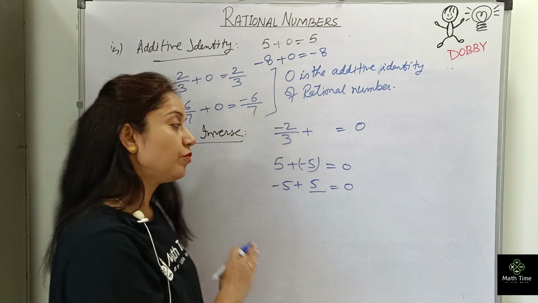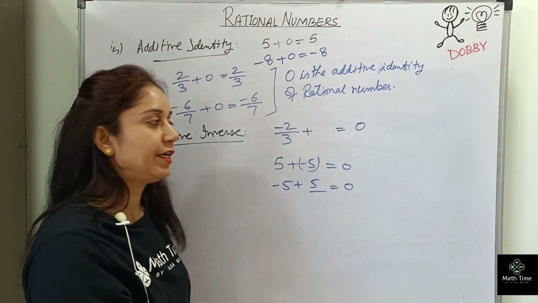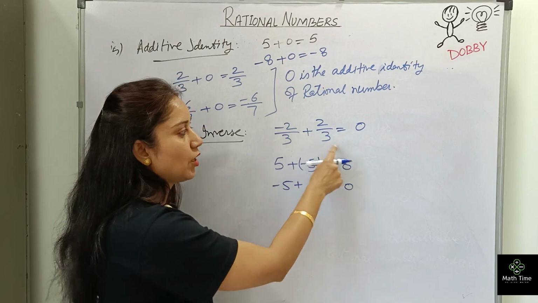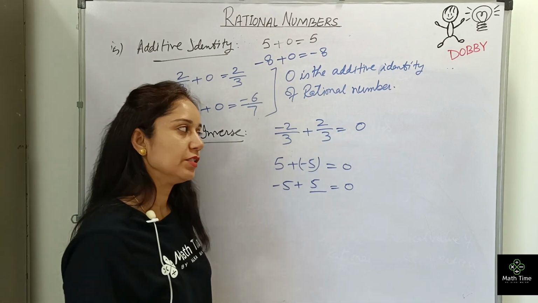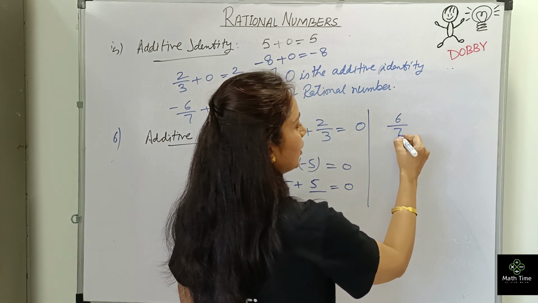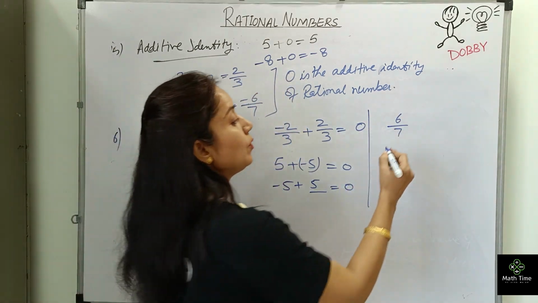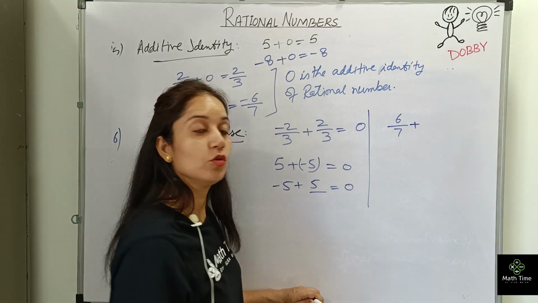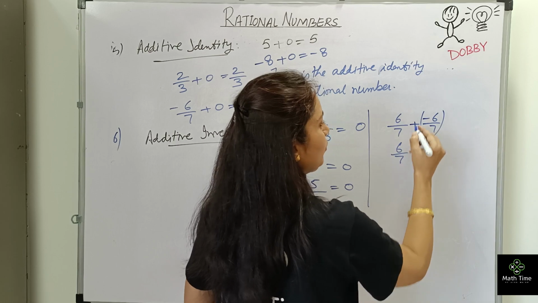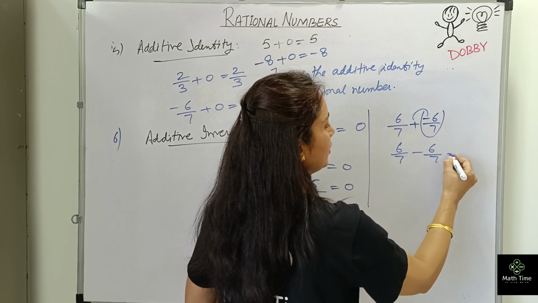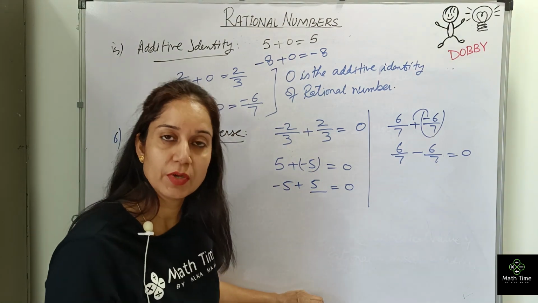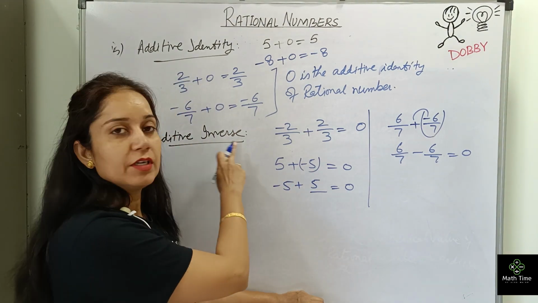सो द इनवर्स ऑफ दैट गिवन नंबर इज द एडिटिव इनवर्स. -2/3 में क्या प्लस करें, 2/3. बोथ आर ऑपोजिट साइन, आंसर विल बी 0. एक और देखो, सपोज आपके पास 6/7 है. 6/7 में क्या प्लस कर दें कि ये 0 हो जाए. -6/7. 6/7 plus -6/7 gives us 0. So just the opposite of the given rational number tells us the additive inverse.